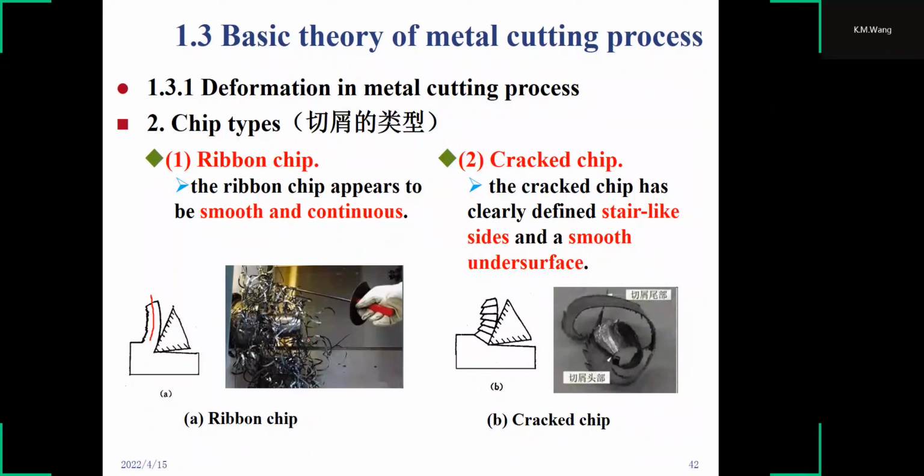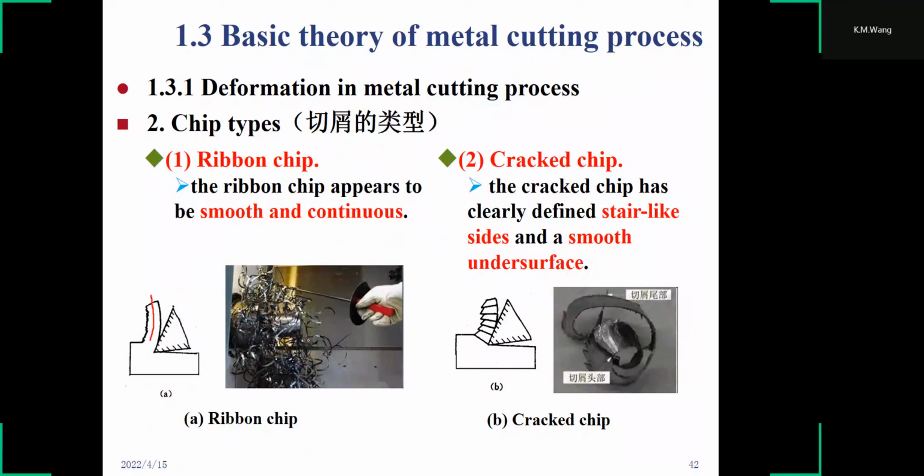What condition can happen the ribbon chips? The ribbon chips are often found easily with the plastic metals, such as carbon steel, alloy steel, copper alloy, and aluminum alloy, and so on. Cutting with smaller cutting thickness at the high cutting speed by means of the cutter with larger rake angle. We should know the ribbon chip usually happens with plastic metals. The plastic metals will easily produce ribbon chips.